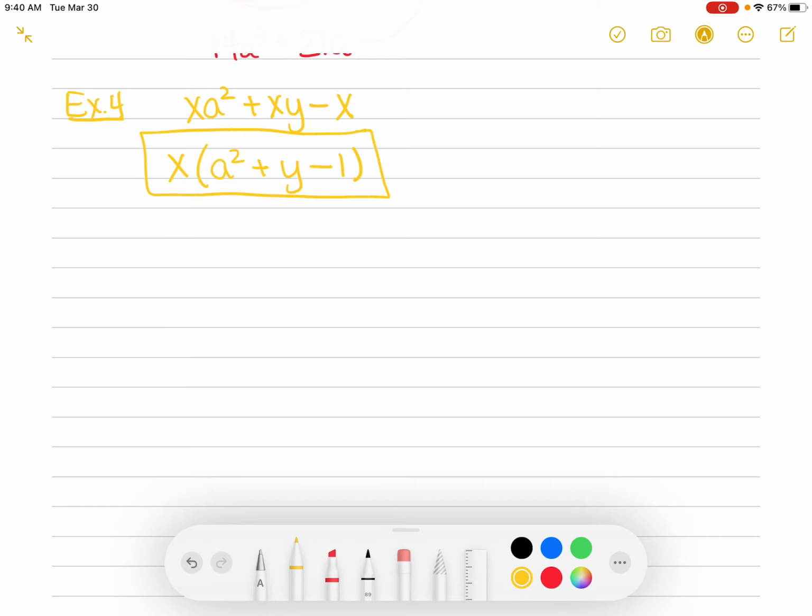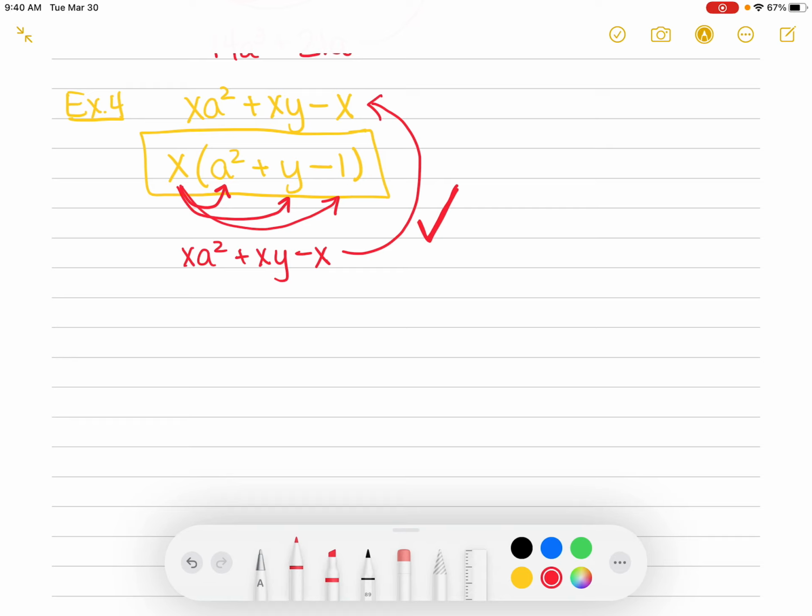Okay, so that's my answer. I'm just going to go in and check it to show you in case you're like, oh, I don't know how she got that. I go X times A squared is XA squared. X times Y is XY. And X times -1 is minus X. And now I look, are these the same? Yes, they're the same. That means it checks. I did it correctly.